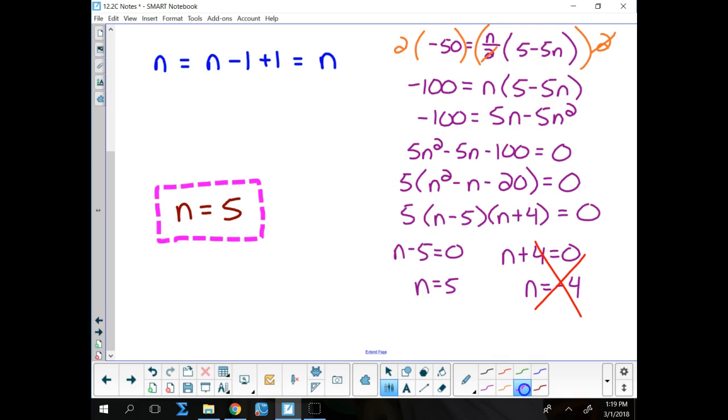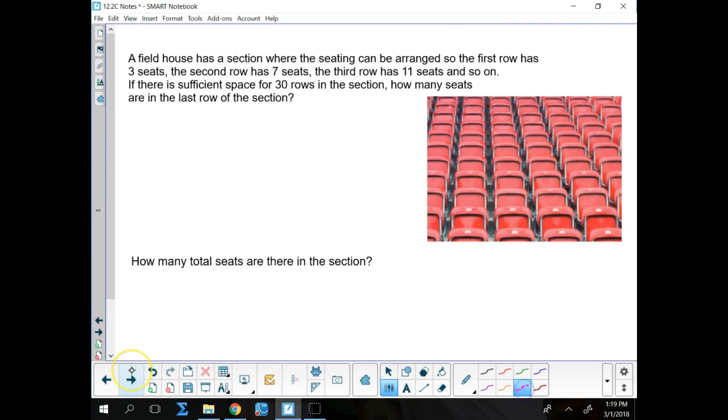2%. Okay? Alright? So today we are going to be doing application problems, which is a fancy way of saying we're doing word problems. Okay? Alright? So there it is. Alright.